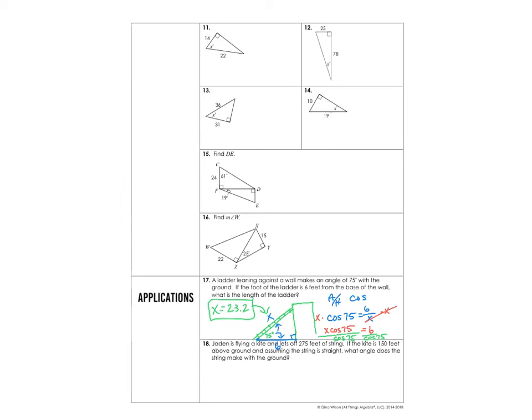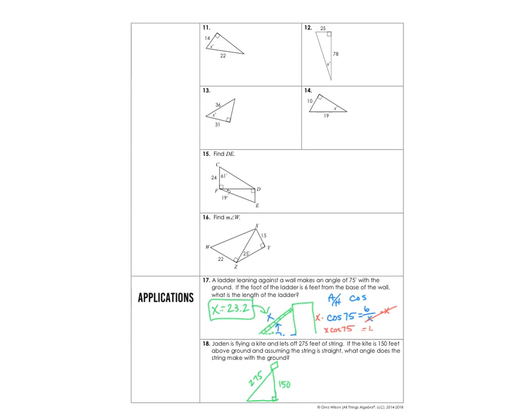All right, now I'm going to erase this so I can see this bottom problem. It says Jaden is flying a kite and lets off 275 feet of string. So let's make this kite here. It's 275 feet of string. If the kite is 150 feet above the ground, and assuming the string is straight, so here's the ground, it's 150 feet from there.